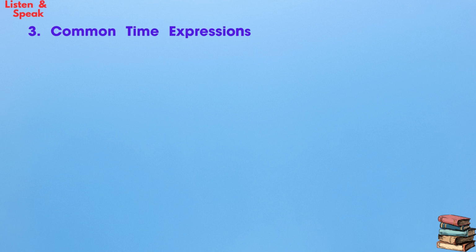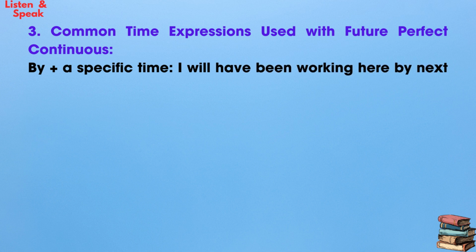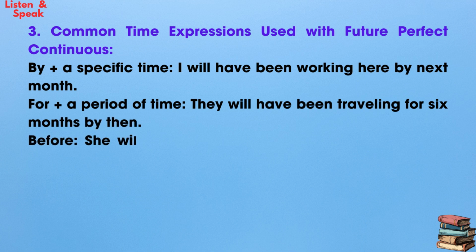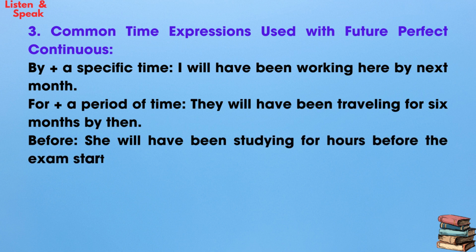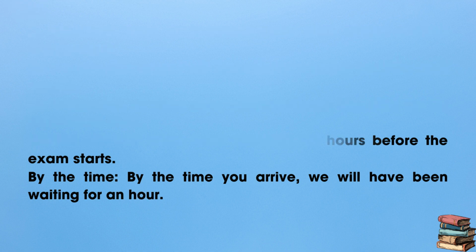Common time expressions used with future perfect continuous. By a specific time: I will have been working here by next month. For a period of time: they will have been traveling for 6 months by then. Before: she will have been studying for hours before the exam starts. By the time you arrive, we will have been waiting for an hour.